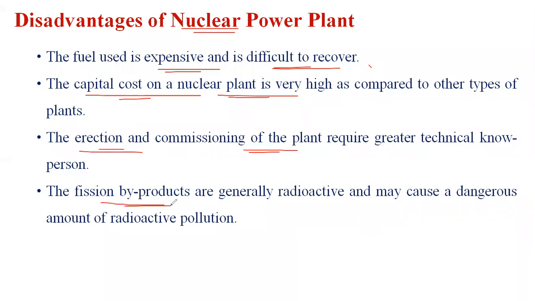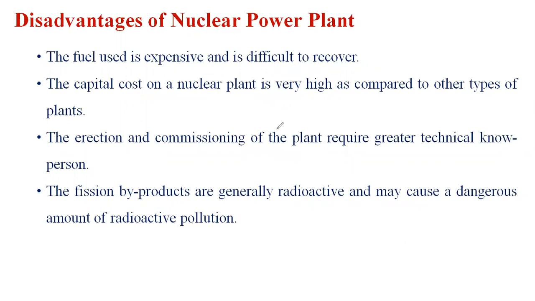And the fission byproducts, once burned, release radioactive substances. It is very dangerous. It pollutes the environment for both living as well as non-living organisms. And dumping the wastage particles away from human beings is also very, very difficult. These are the various drawbacks of the nuclear power plant.